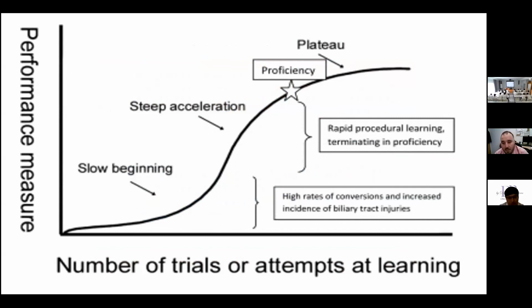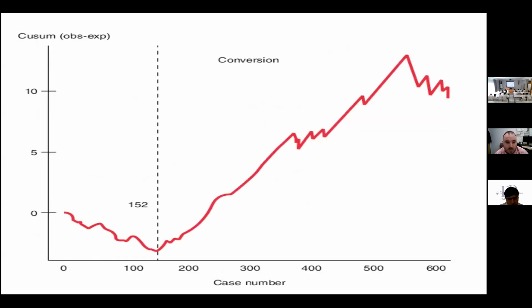Why? Mainly because when you're proficient, the most complicated cases will start coming to you. In the beginning, you're probably picking up the easy cases in order to learn how to manage them and the potential complications. This is the actual reality of how a proper laparoscopic learning curve looks, especially when we're talking about the conversion rate.